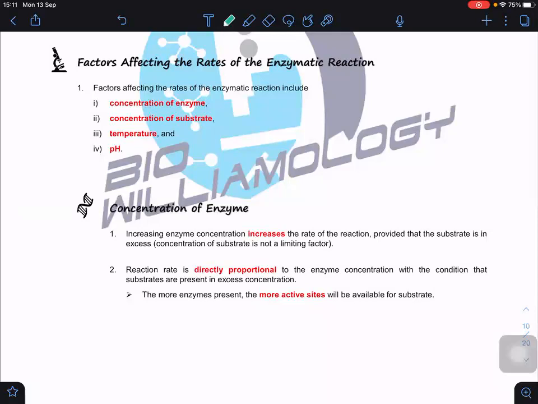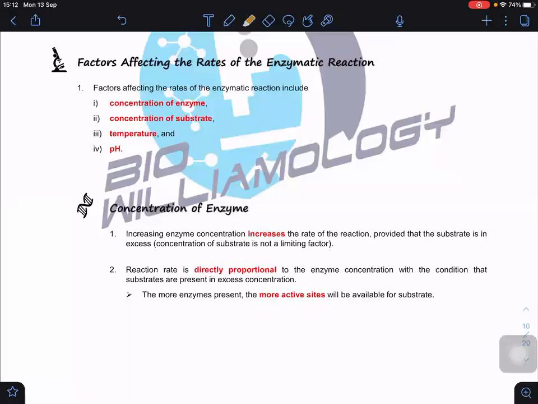Okay, so now we're going to look at the factors affecting the rate of enzymatic reaction. So basically, we have the enzyme and the substrate, and we let them carry out the catalysis process and reactions. At the end, we look at how fast the reactions can take place. But this rate of reaction will also be affected by some other factors.